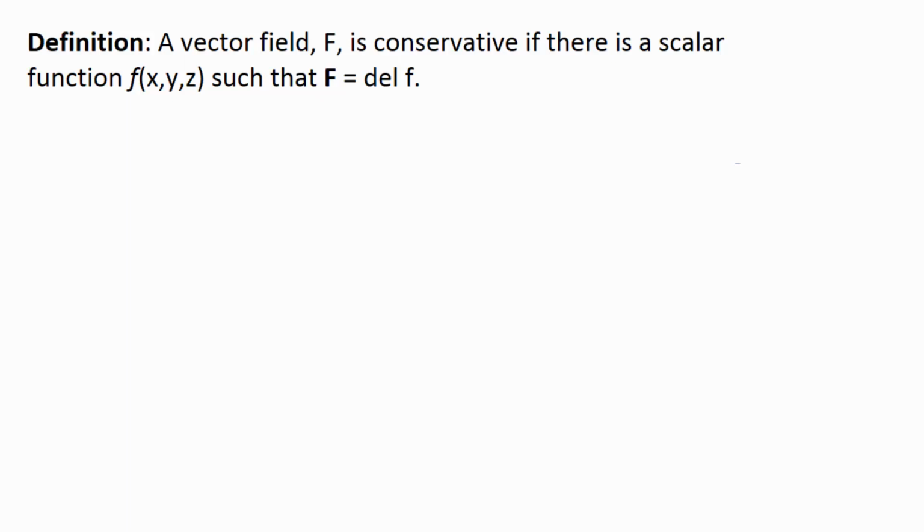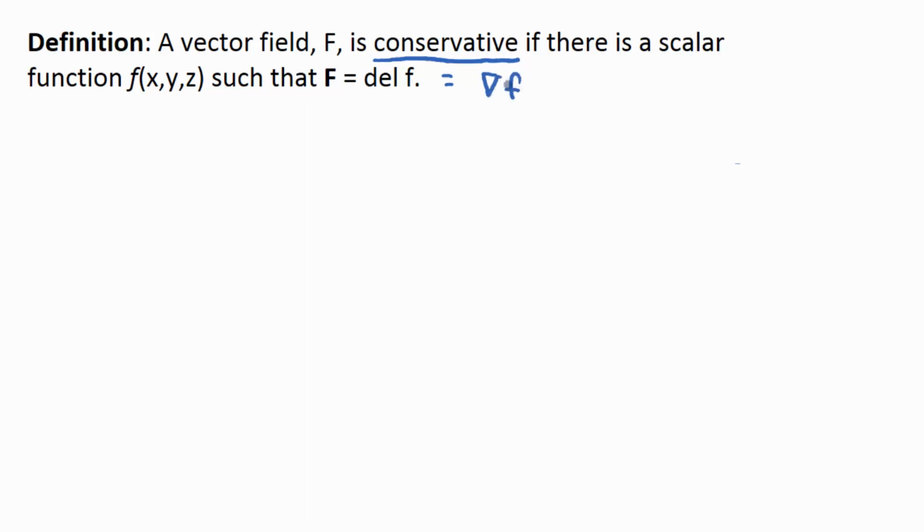There is a type of vector field you've already seen a couple chapters ago, and it has to do with this definition. A vector field F is conservative if there is a scalar function f of x, y, z, such that you can take del little f, where little f stands for the scalar function, and get the vector field. Okay, so del little f, another way we've used to represent it is like this.